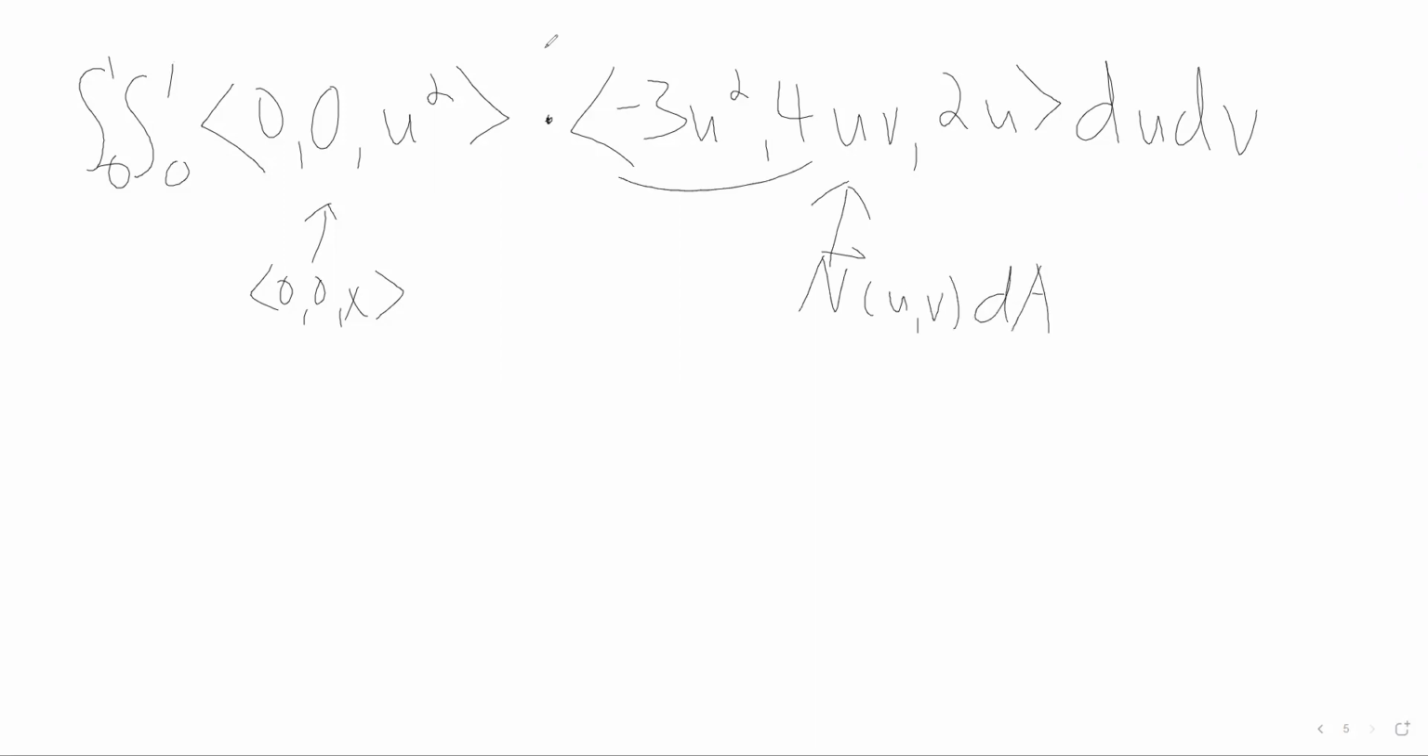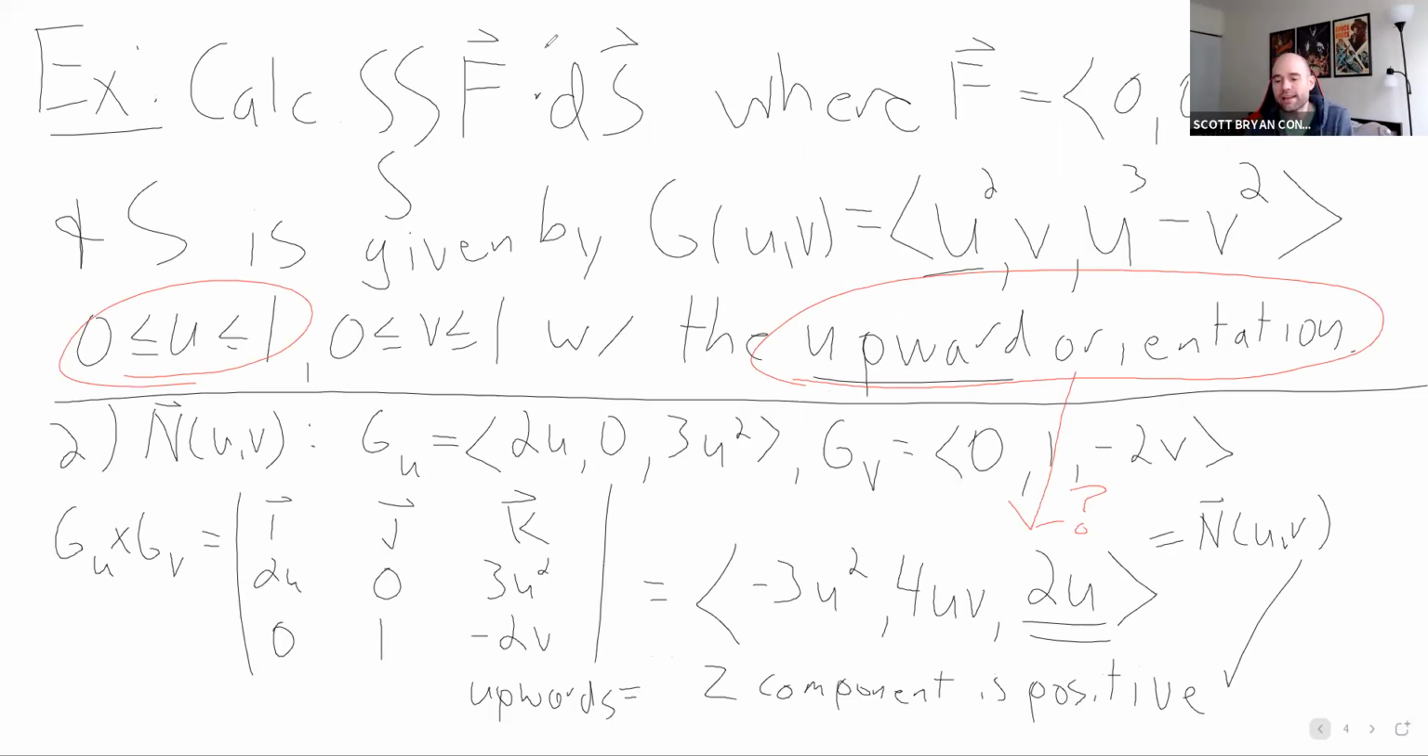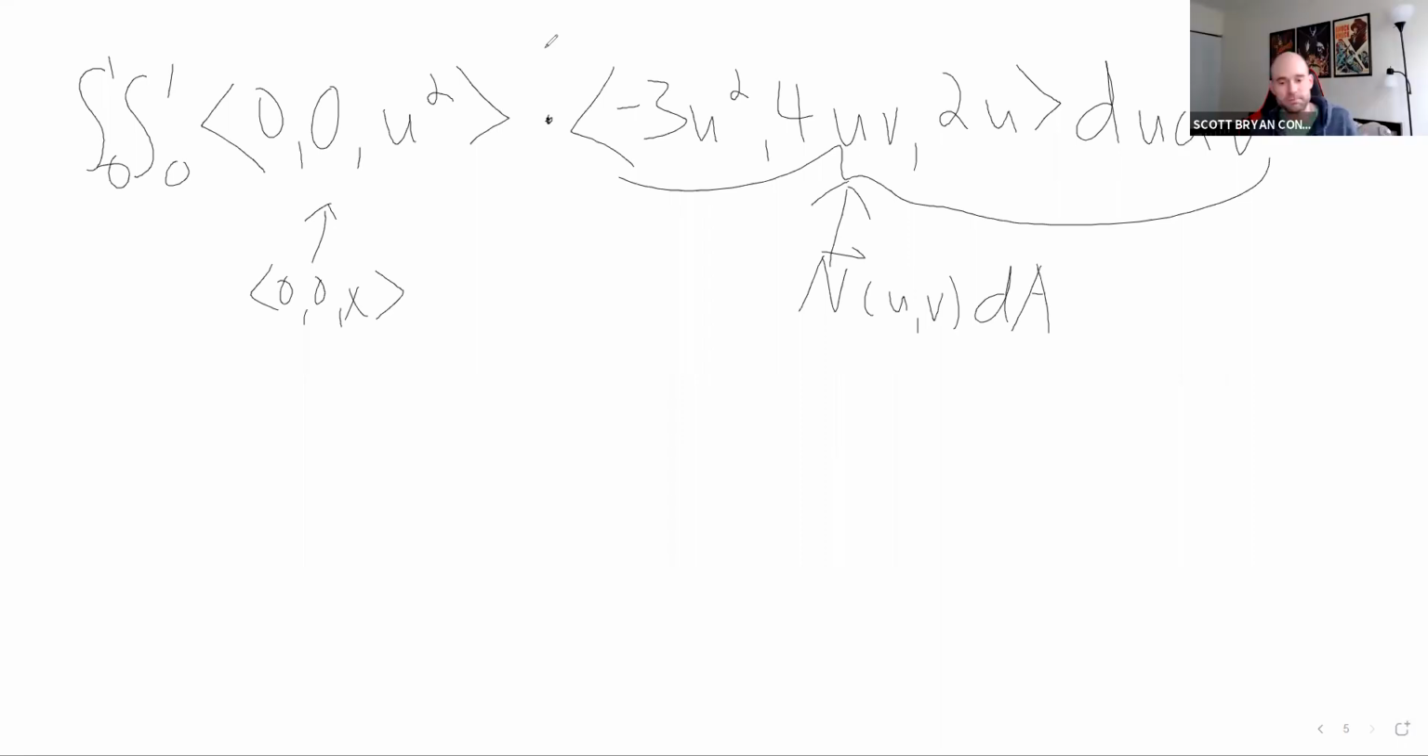Did we assume u was equal to x to get the u squared for the z component? No, in our parameterization, the first component is what x is. x is u squared, then y would be the second component, which would be v, and z would be u cubed minus v squared. Okay, perfect, thanks. And so 0, 0, x becomes 0, 0, u squared. So we take this dot product and we integrate, and it just becomes a standard double integral.